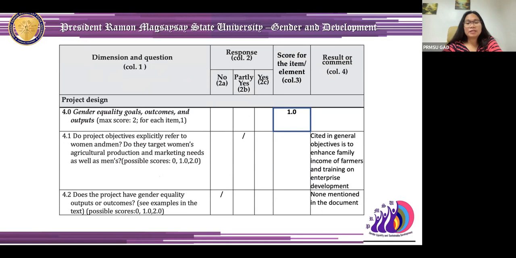Do project objectives explicitly refer men and women? Do they target women's agricultural production? So you can see here, sabi nila it's partly yes. So ang score po ay either 0, 1, or 2. So partly yes is 1. It is cited in general objectives is to enhance family income of farmers and training on expertise development.